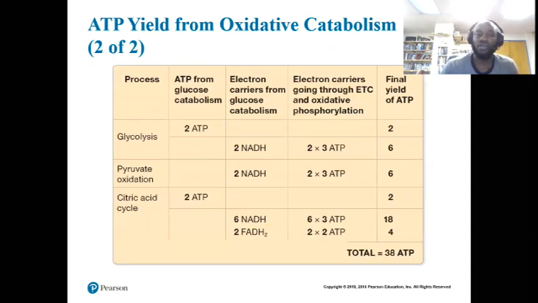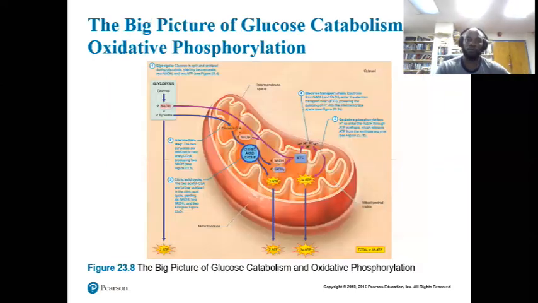All right. 2 from glycolysis, 2 from the citric acid cycle, and then from the oxidation of pyruvate, the NADH and the FADH2 each make their ATP, and then we have a total of 38 ATP from, remember, this is all from one molecule of glucose. And this is the big picture: oxidative glucose catabolism and oxidative phosphorylation.